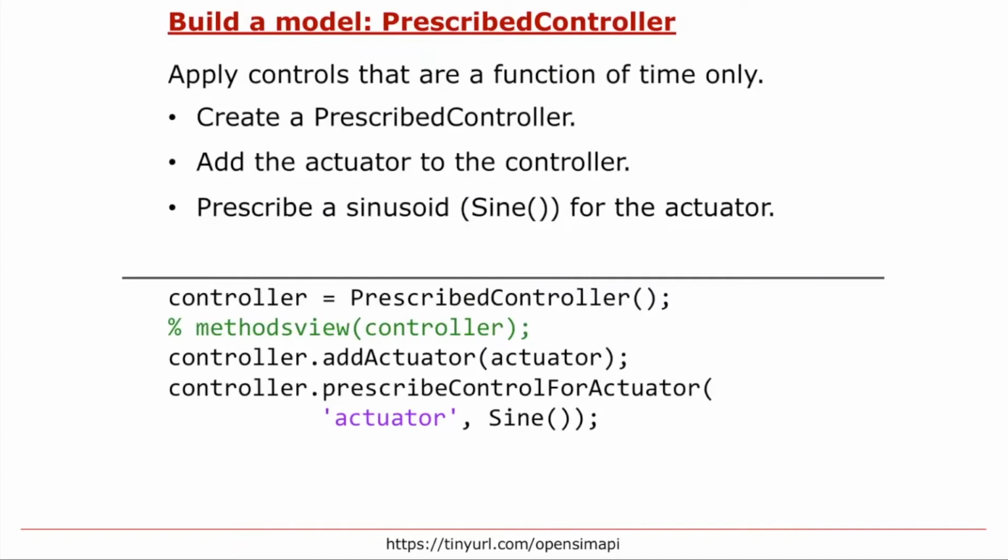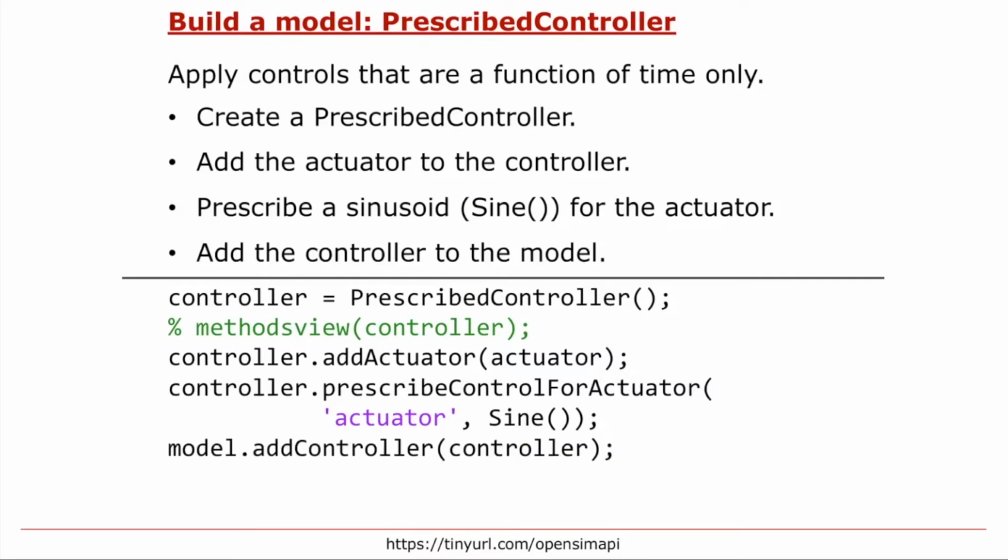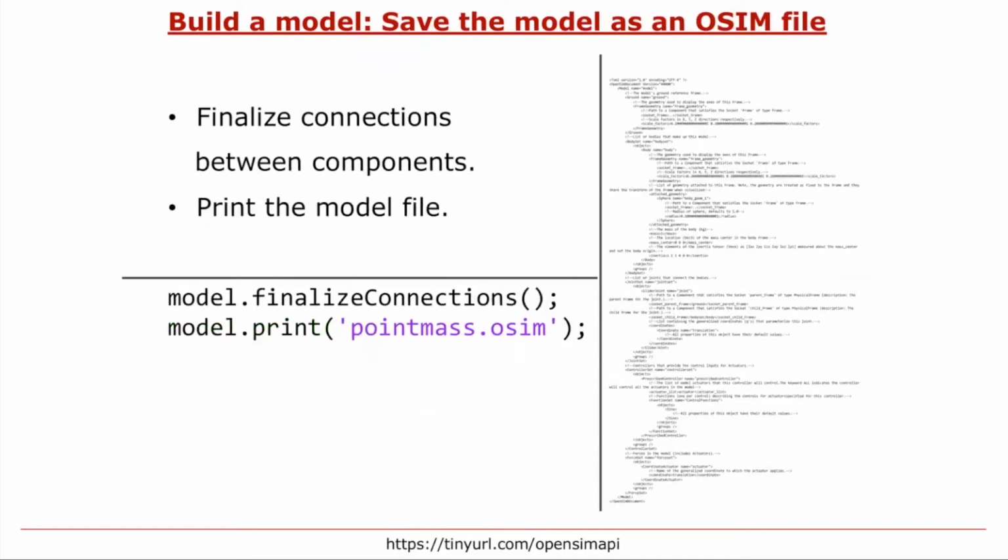If we wanted, we could customize the sine function with an amplitude and frequency. But to keep things simple, we'll use the default constructor for the sine function, which uses default values for the amplitude and frequency. Lastly, we add the controller to our model. So we finished building our model.